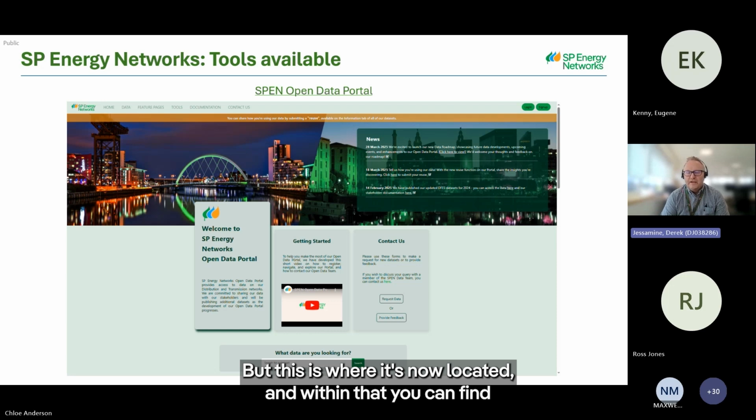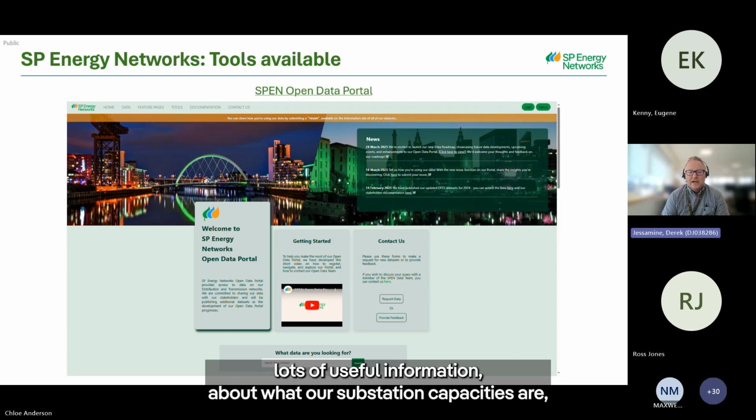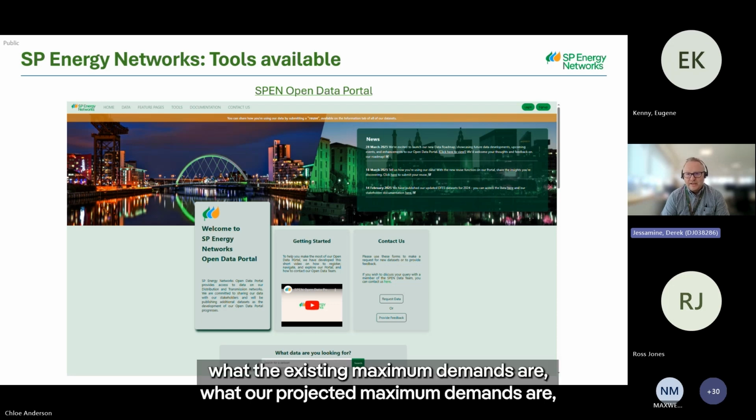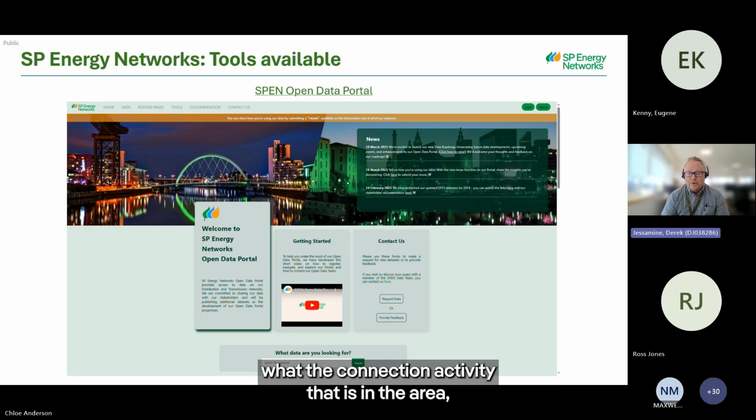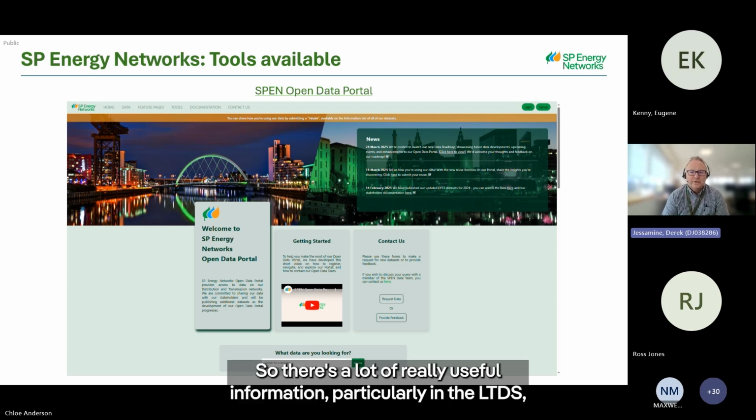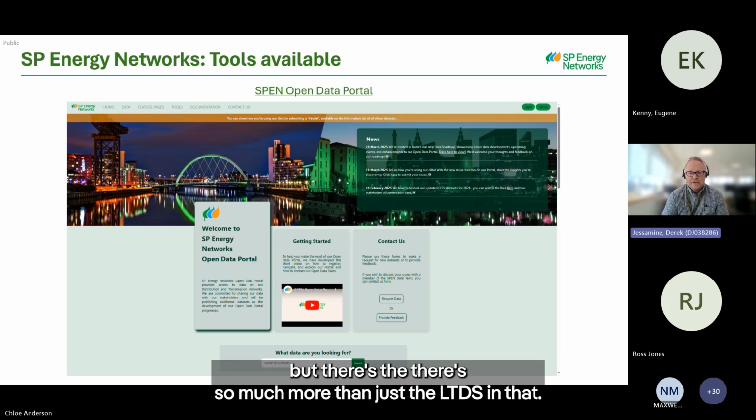Within that, you can find lots of useful information about what our substation capacities are, what the existing maximum demands are, what our projected maximum demands are, what connection activity there is in the area, and what generation activity there is, what's connected and contracted. There's a lot of really useful information, particularly in the LTDS, but there's so much more than just the LTDS in there.